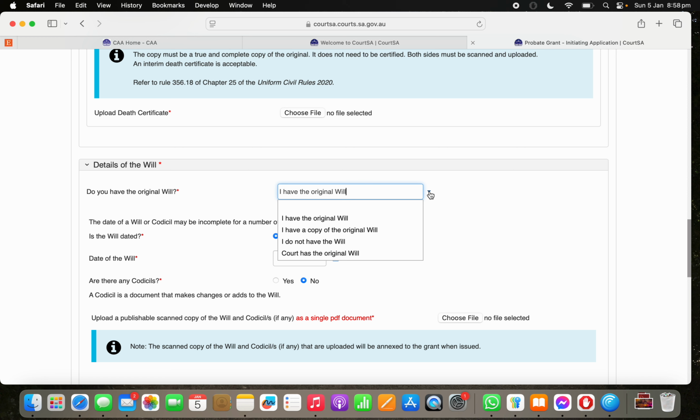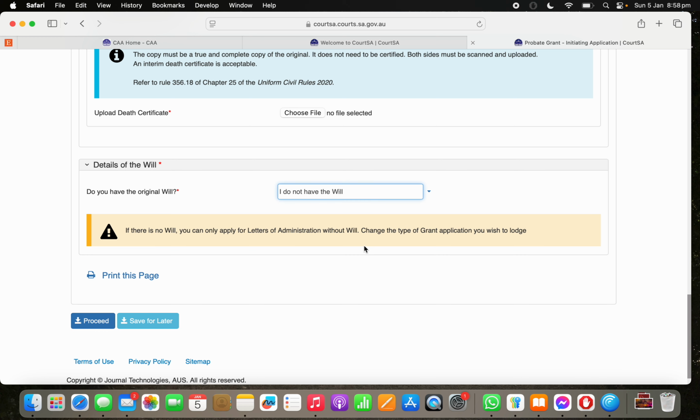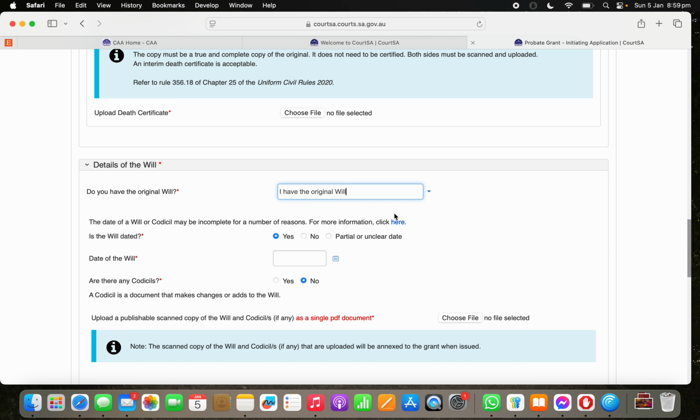If you've already submitted an application, it's been rejected and you're resubmitting it. And if you do not have the will, again, you'll be blocked and you can't go through. You probably should choose a different type of grant application. And you choose that one if there actually is no will at all.